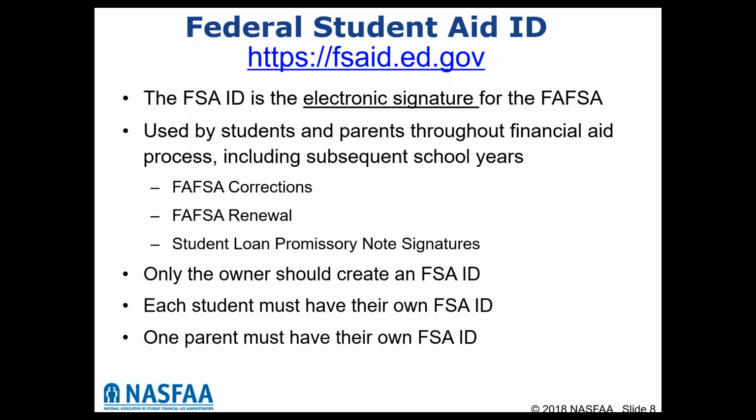So I will use my family as an example. There are 4 of us, myself, my husband, and 2 children. My daughter has an FSA ID and I have an FSA ID that I use to sign her FAFSA. Even though my husband's information is on the FAFSA form, he is not required to have an FSA ID. Only one parent does.